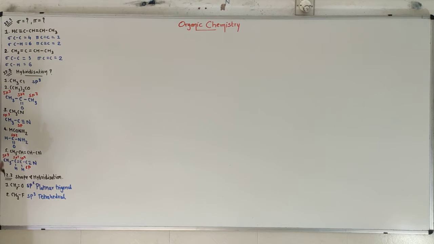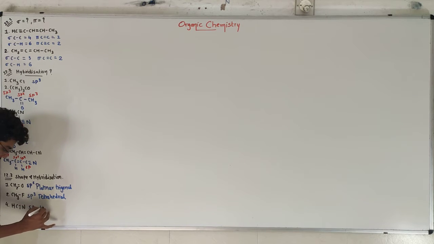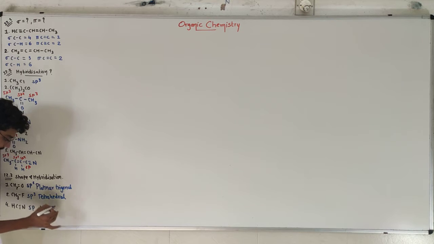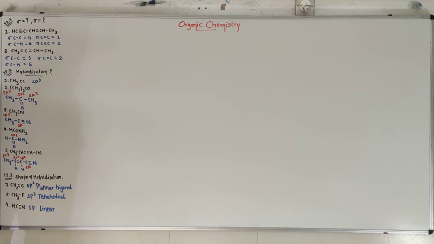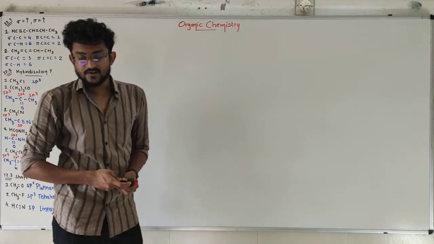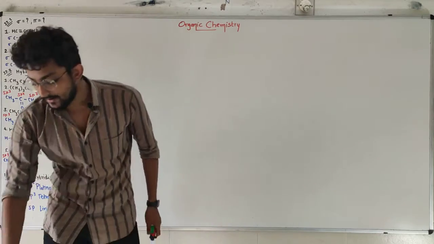And the fourth compound is HC triple bond N. Because of the triple bond, the hybridization will be sp and the structure will be linear. So our first 3 problems have been cleared.